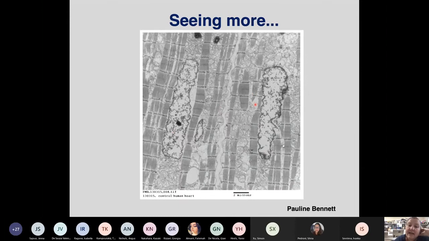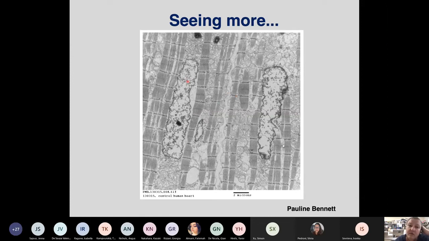So in the olden days, when you wanted to see more, you had to use an electron microscope. And this is a beautiful picture from Pauline Bennett showing heart muscle tissue. You see the nuclei, the myofibrils, the mitochondria. The reason why the mitochondria look a bit suffered is that this is actually an electron micrograph of a human heart sample that had been sitting in liquid nitrogen for a while. So it's amazing that it looks that good for what it experienced.